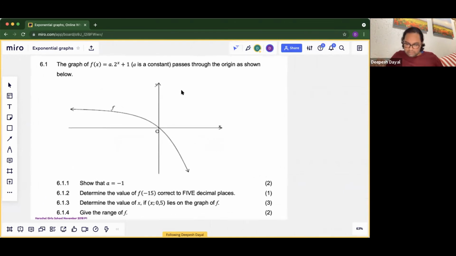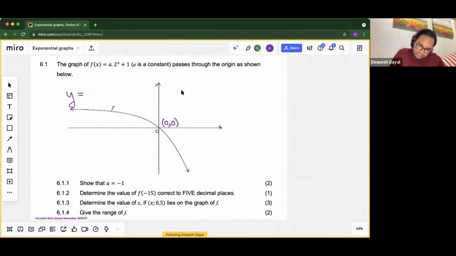Okay, I think you all can see it nicely. We've got here the graph of f(x) equals a dot 2 to the x plus 1. a is a constant, which means it's a number, and it passes through the origin as shown below. So it passes through the origin, meaning that this point here is (0, 0). And you need to know what these things represent in the equation. I'm just going to write the equation a little bit bigger here on the side, just so that we have it.